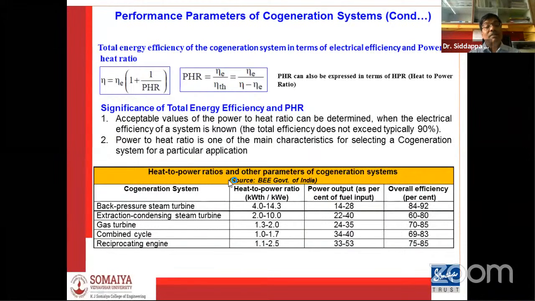For the cogeneration system, here the back pressure steam turbine we discussed, the heat to power ratio is 4 to 14.3. And the power output as a percentage of fuel input is 12 to 28%. And the overall efficiency eta we are going to get is 84 to 92. You see that whatever these power output values you are going to see, they are actually the individual efficiencies for which it is meant. And the overall efficiency is the efficiency after cogeneration. That's why the cogen system is more efficient as compared to what it is meant for. Either it may be a bottoming cycle or a topping cycle, but their overall efficiency will be higher.